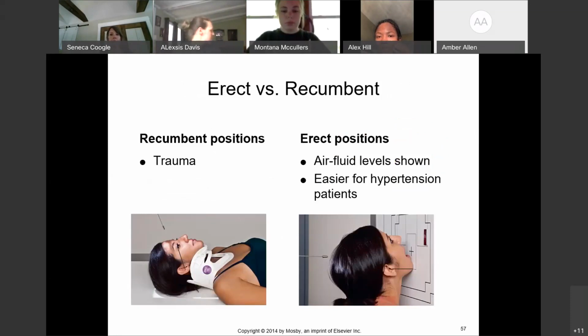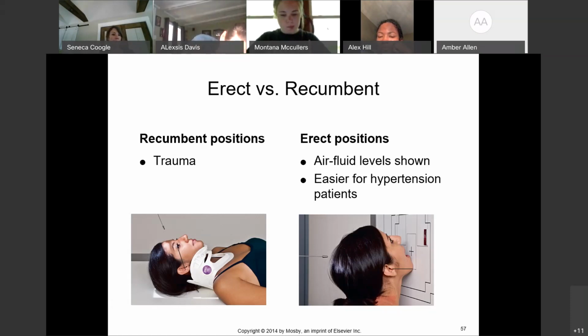Recumbent positions, if it is a trauma situation, you're not going to be able to control that. You have to do what you have to work with. So if someone is recumbent, came in through a trauma, even if they helicoptered in or whatever, how they come in is how you x-ray them until more is known about their condition.